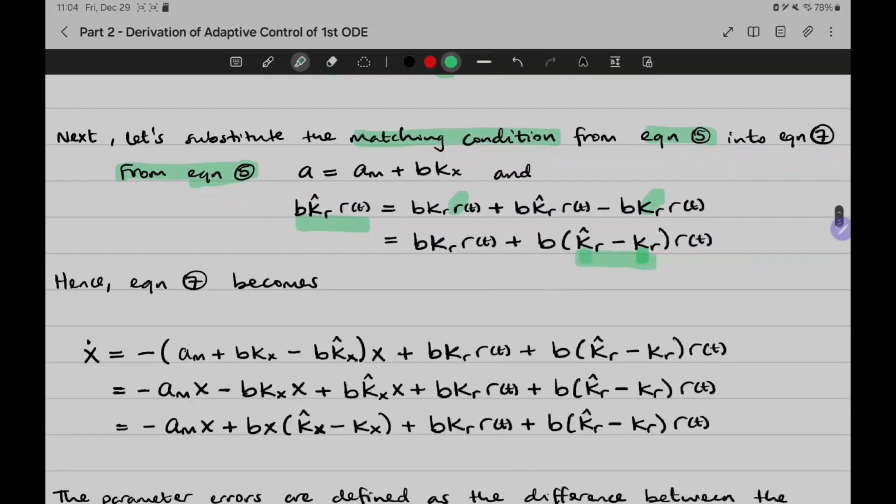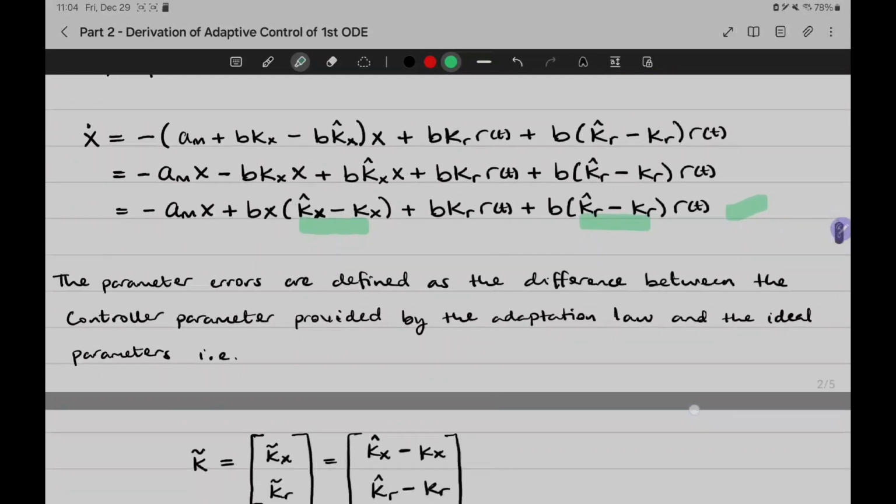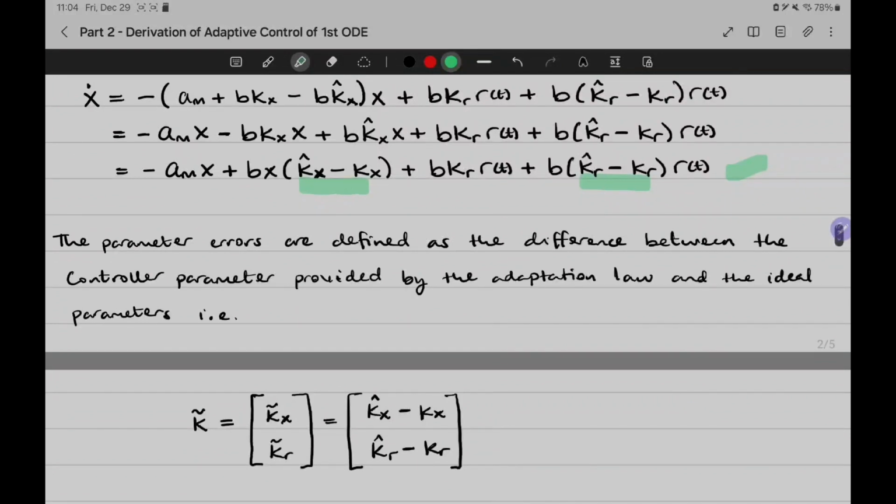Now, like I said, what we're doing is different substitutions to get this new control system dynamics, right? Again, you can see it has this delta kx. I won't call it delta kx, but I will call it something else, but it takes the difference between the estimated and the ideal control parameters. And what I mentioned earlier is that the parameter errors are defined as the difference between the control parameter provided by the adaptation law and the ideal parameters.